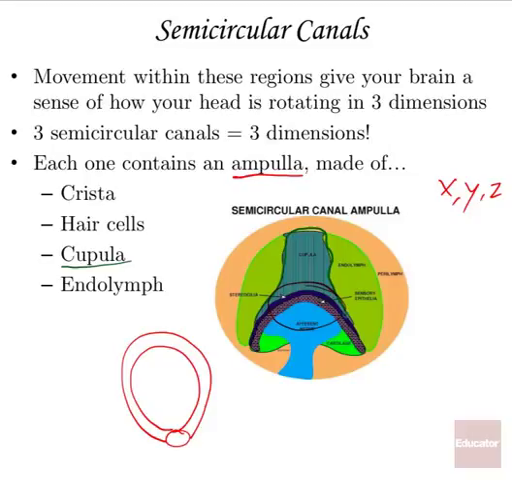So that gelatinous layer is going to be manipulated based on how the fluid is moving in the semicircular canal. So the fluid sloshes based on how your head is moving, that moves the cupula, and then that's going to manipulate certain hair cells or modified neurons within this ampulla. And the endolymph is that fluid that is surrounding the cupula. The perilymph is the rest of the fluid on the outside. So that's how your semicircular canals are going to function.